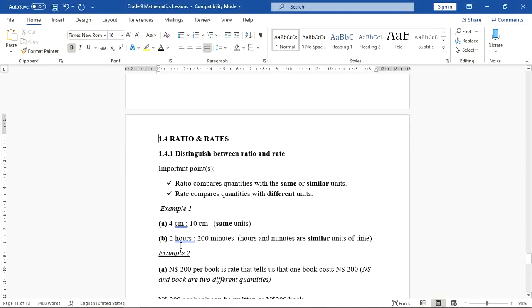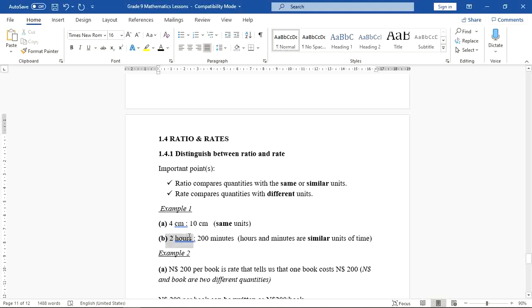Now let us look at this example. Let's say we are given 4 centimeters to 10 centimeters. This is a ratio because the units are the same. So it's 4 centimeters to 10 centimeters. In grade 8, you would probably be asked to simplify this. So you first cancel out the units, and then you find the highest common factor of 4 and 10.